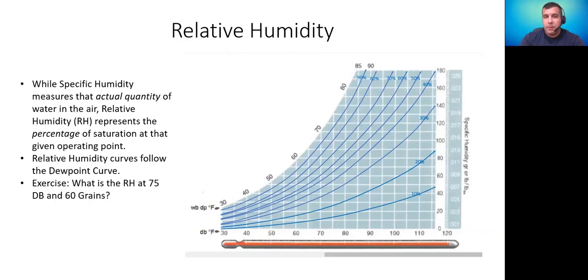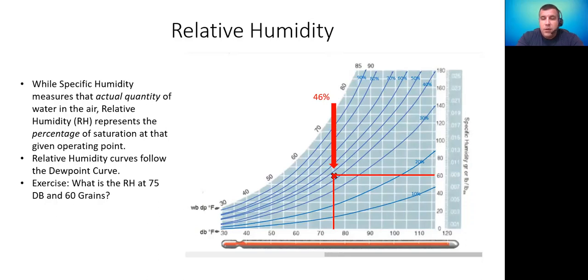So let's plot a point using our operating point that we're already used to. What's the relative humidity at 75 degrees dry bulb and 60 grains? All right, so here's our 75 and here's our 60. So we can see our relative humidity, or our operating point, is somewhere between 40 and 50% right there. It's actually 46% when we run the exact numbers.